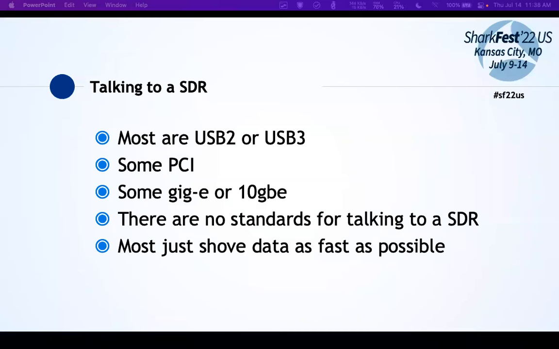So when you have the SDR, how are we actually talking to it and getting the data? Most of the cheaper ones are USB 2, USB 3 now. There's some that are direct PCI interfaces. The USRP models tend to be gigabit Ethernet or 10 gigabit Ethernet. I believe they have a model now that's 40 gig Ethernet. If you're buying one of those, you're not in this talk. I'm not buying one of those.